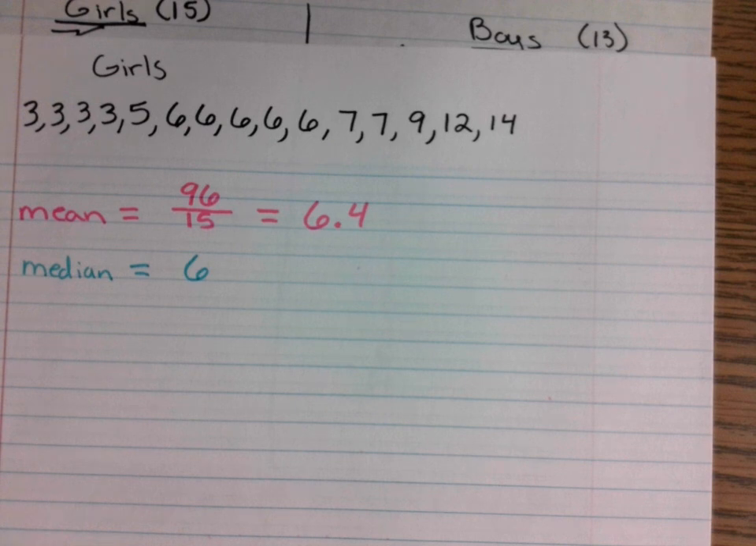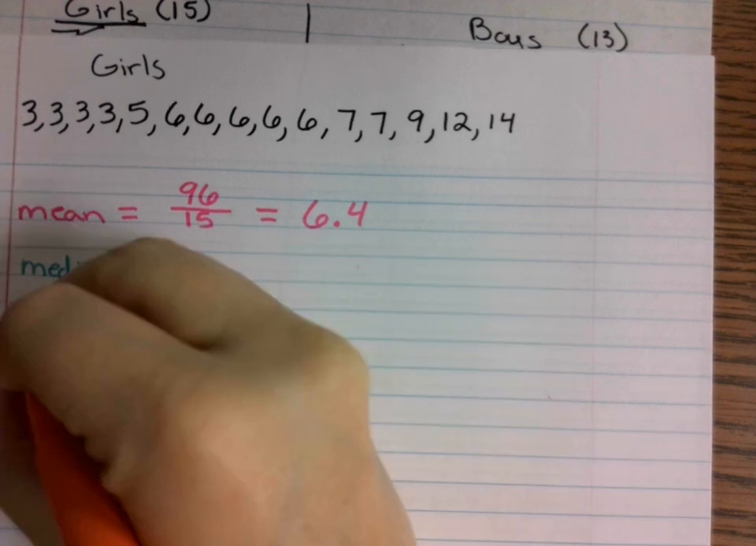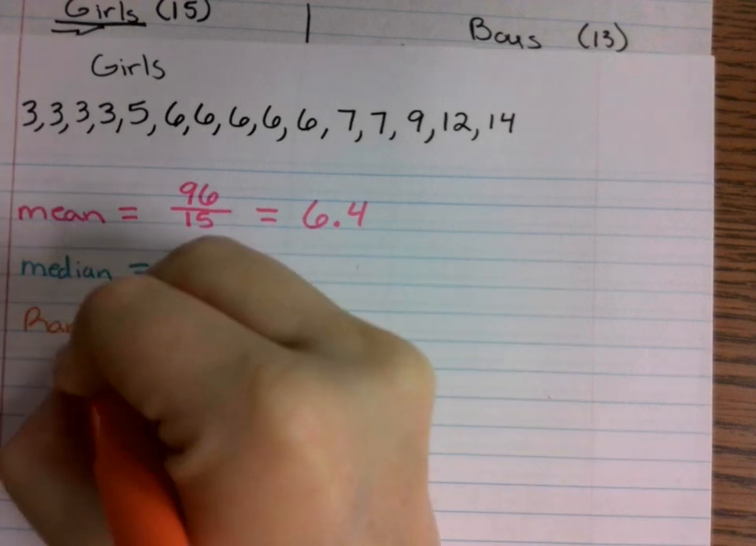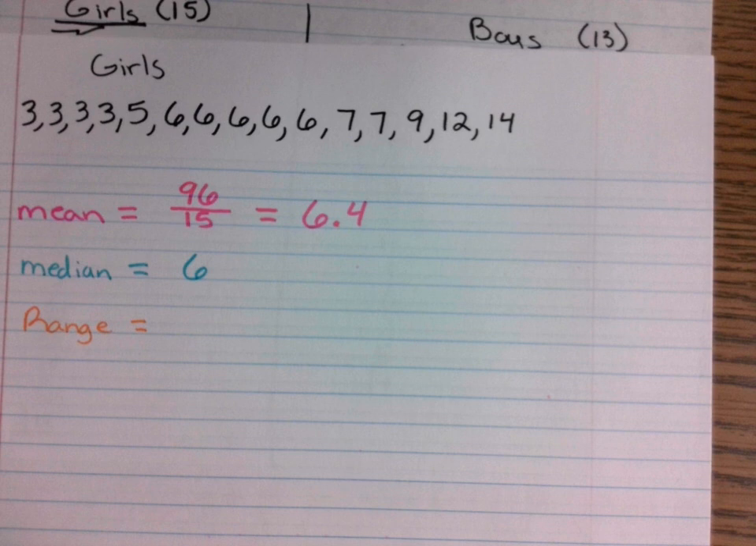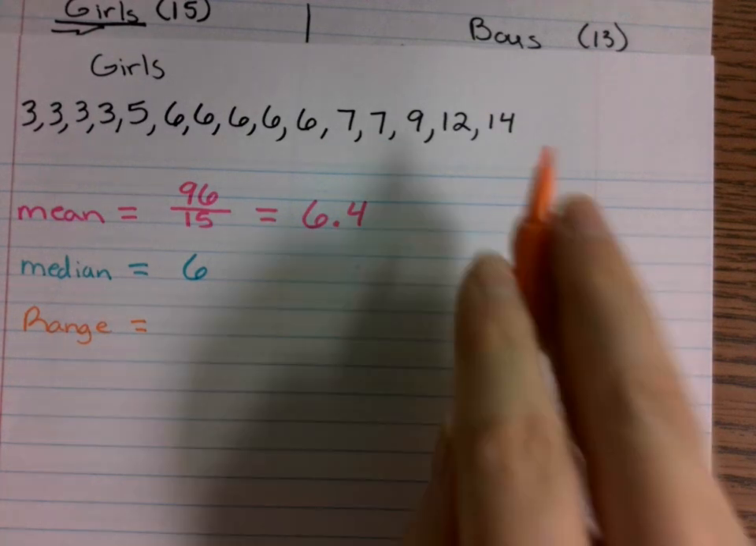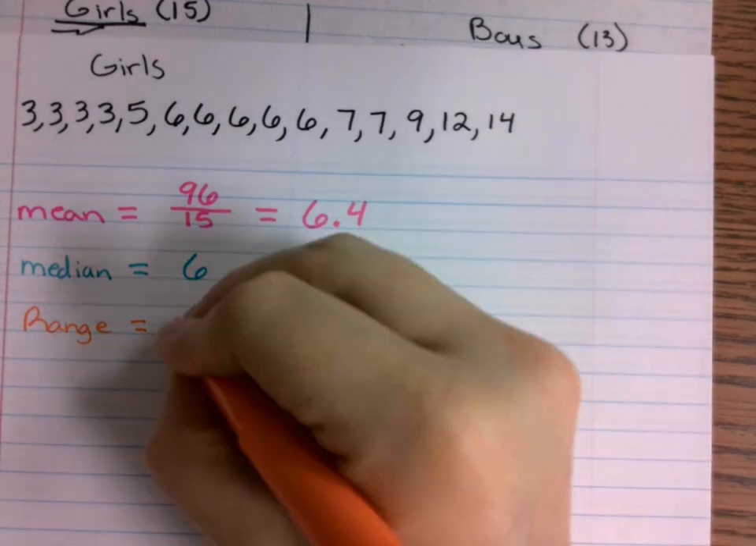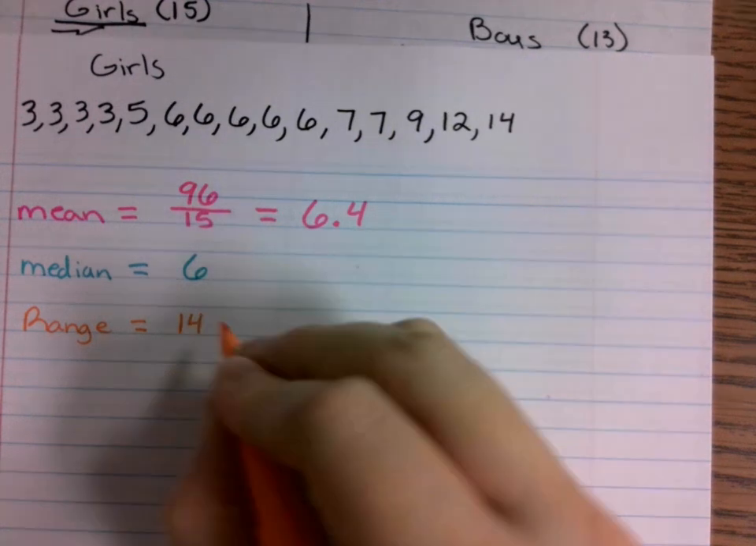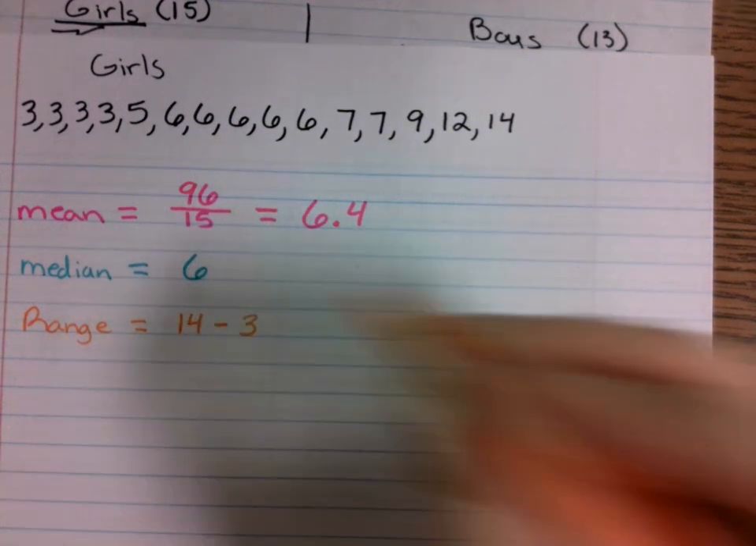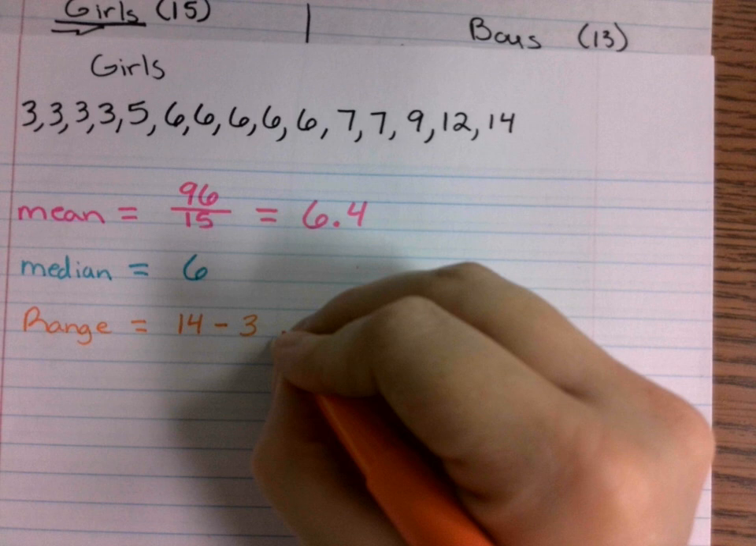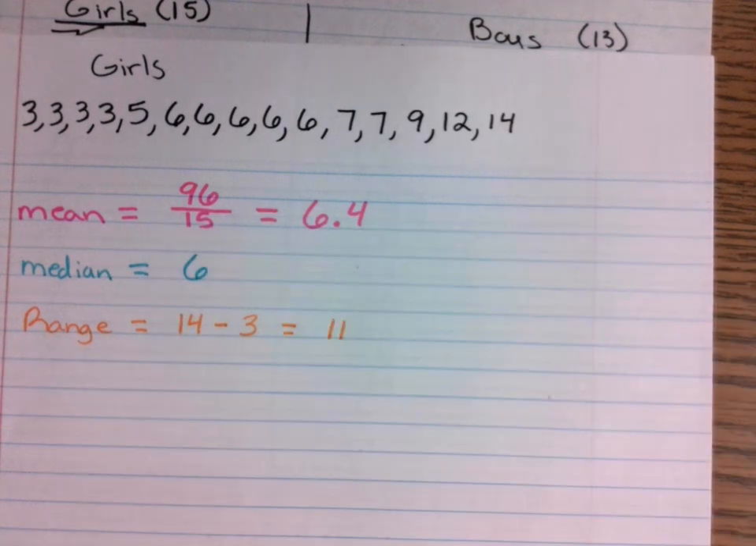Remember, the range is to take the highest number, our maximum, which is 14, and subtract our lowest number, our minimum, the 3. That's going to give us a range of 12. I'm sorry, 11. I wrote 11 and I said 12. 11. All right, now our interquartile range.